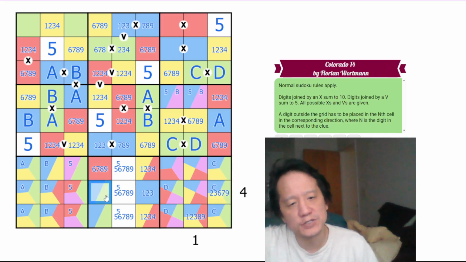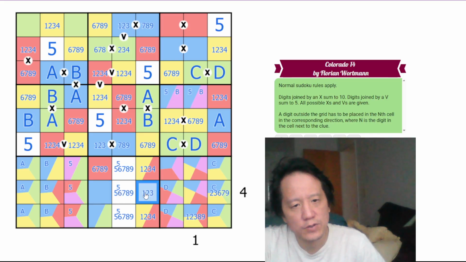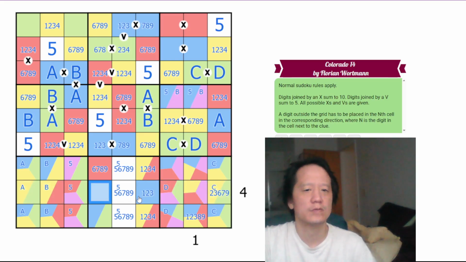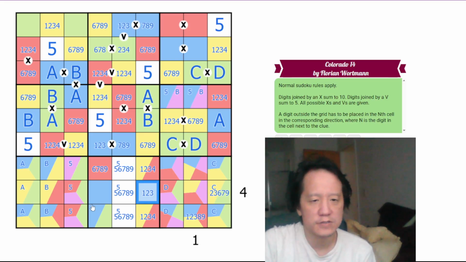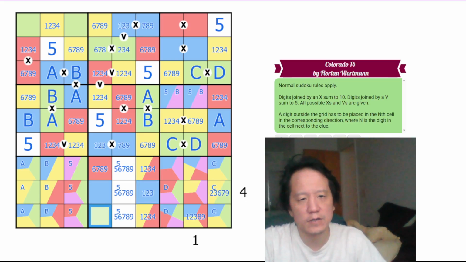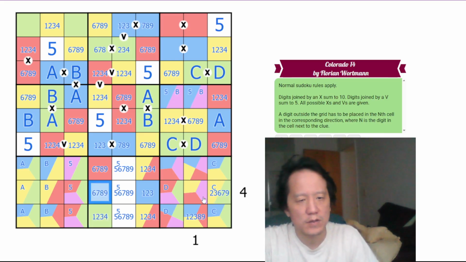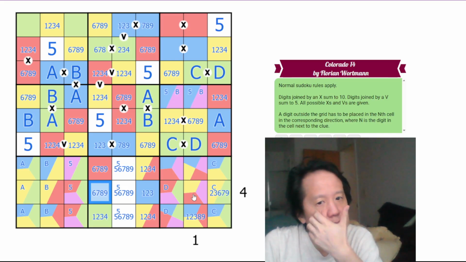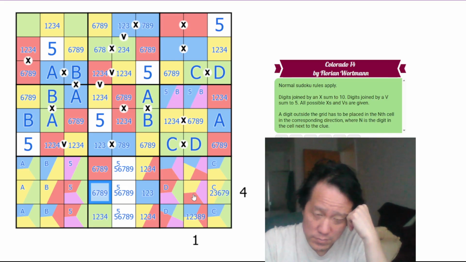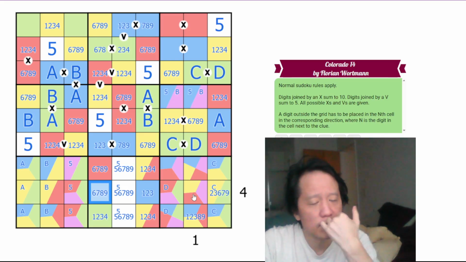Okay, so what happens if this is blue? If this is blue, that means none of the rest of the row is blue. Okay. That means this is low green. That seems okay.